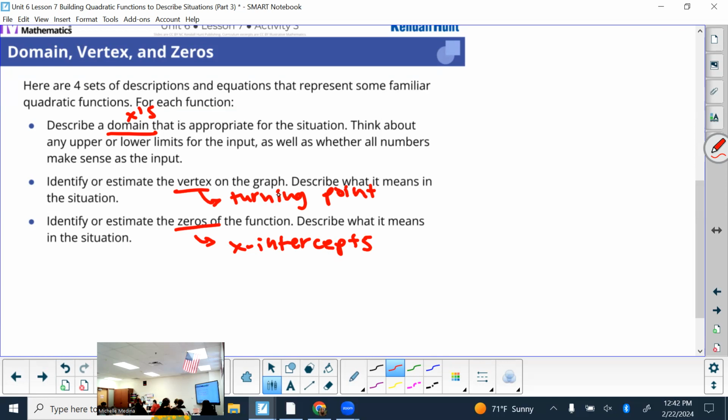Yes. All right, then I'll leave you to it. With your groups, be able to identify domain, vertex, and zeros for each of those situations. And it says 4 sets, but it looks like there's really just 3.